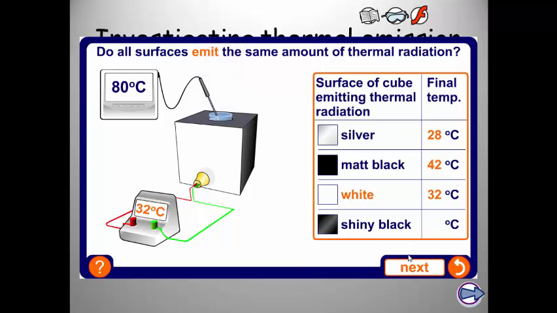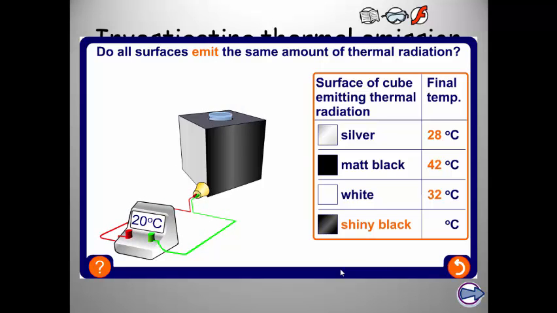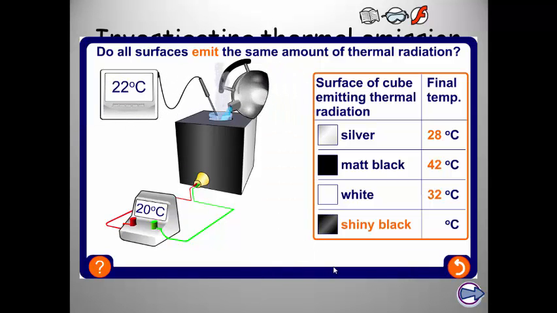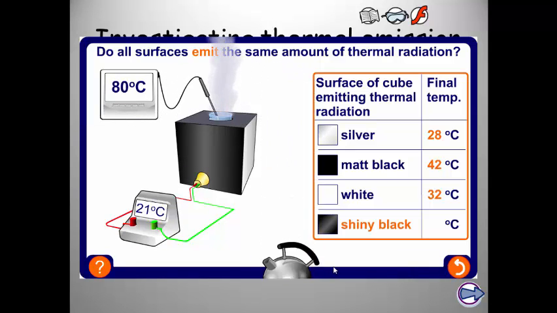Okay, white comes out at 32. Let's just do the next one. Okay, shiny black. Obviously, it will come just below 42, maybe 38, I'm going to guess. Let's have a look. Alright, with 38. Come on, 38.